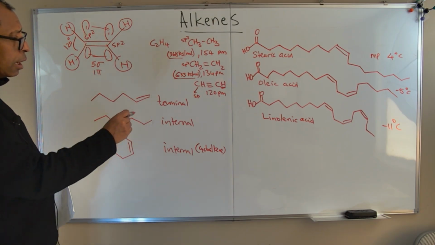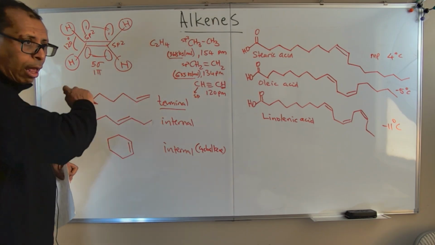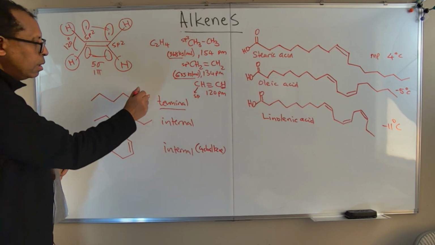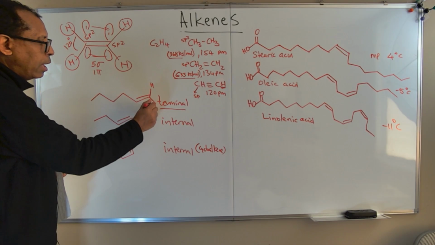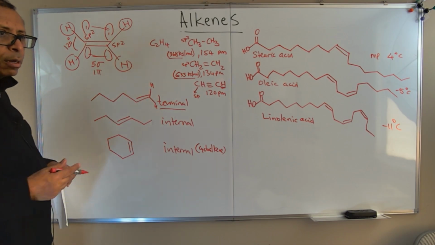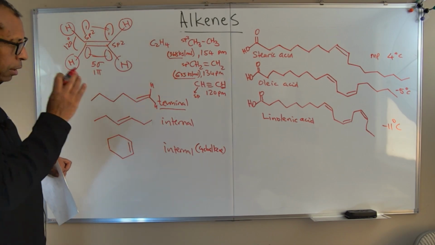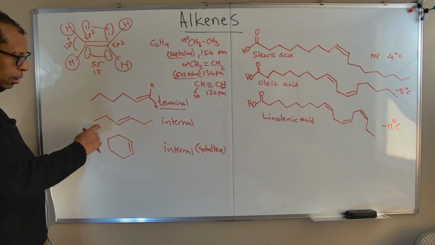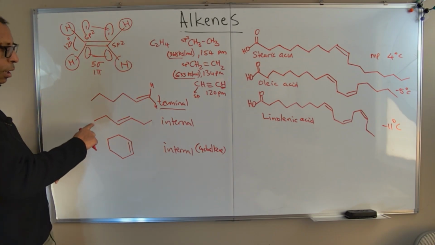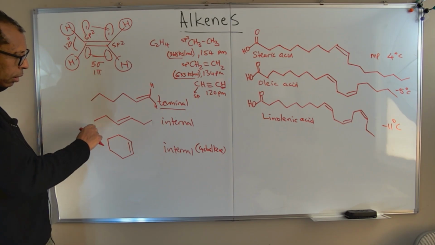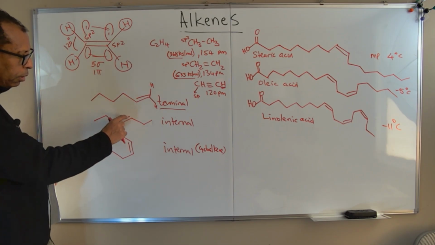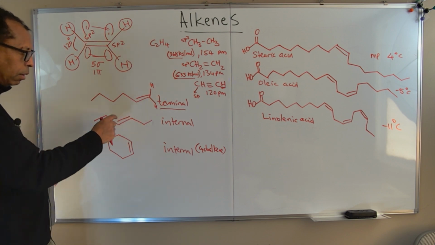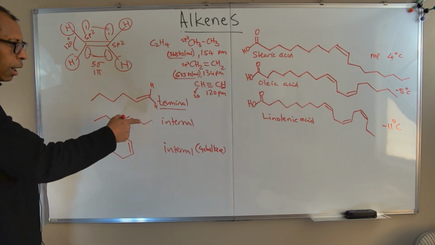A double bond can be terminal, meaning that it is at the outside of the molecule, so this is at terminal, these are two hydrogens at the end. This is called a terminal alkene. Remember, a terminal alkene. This is an internal alkene because the double bond is between the chain, inside the chain.